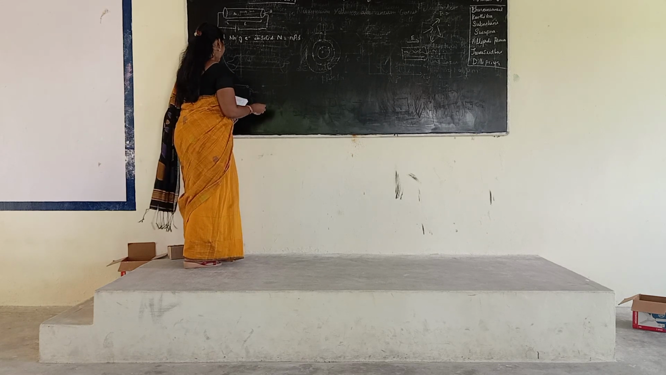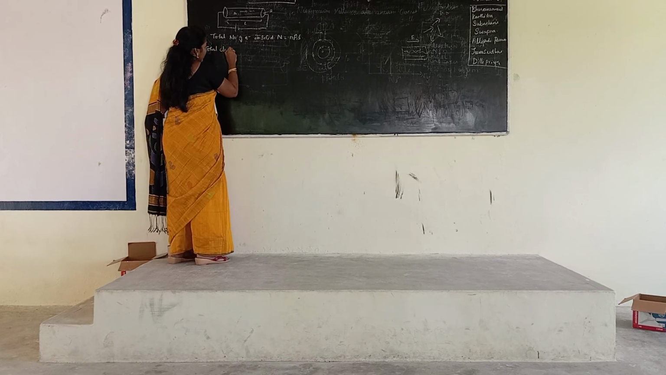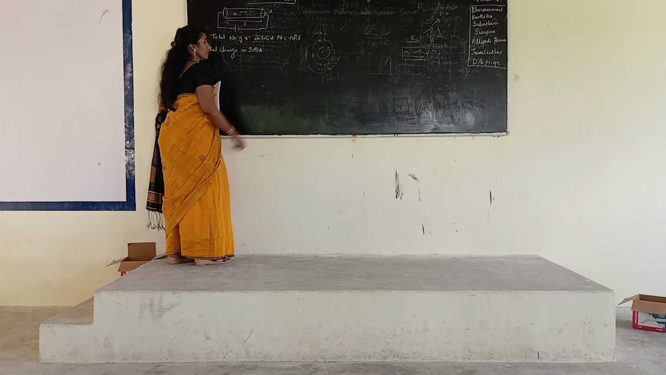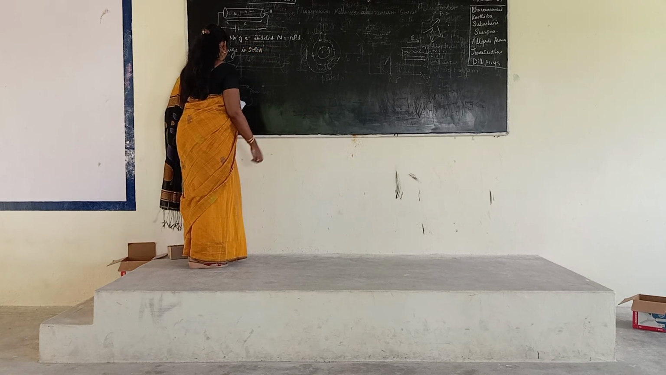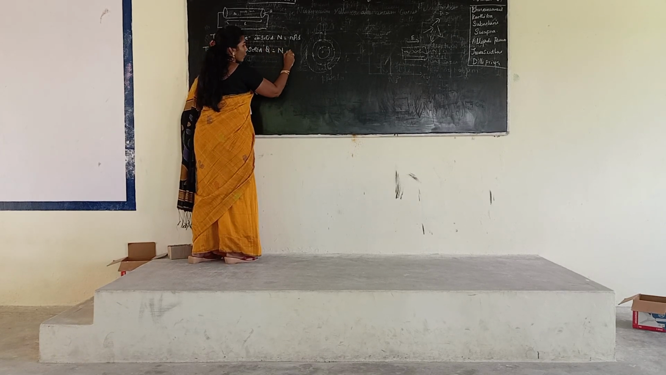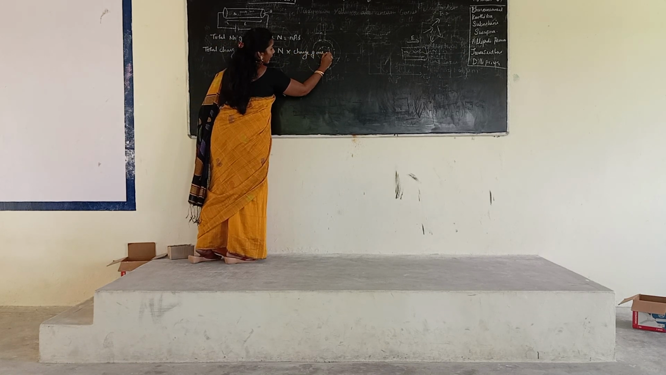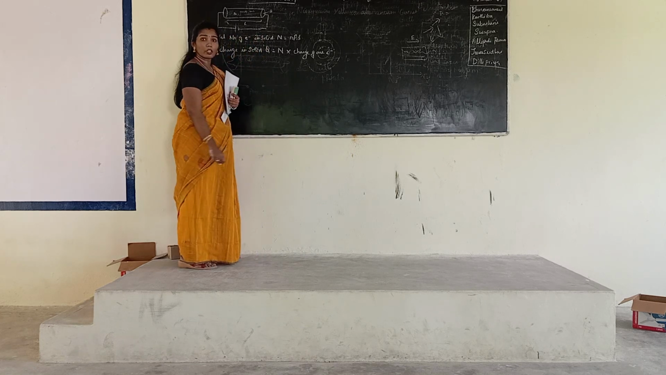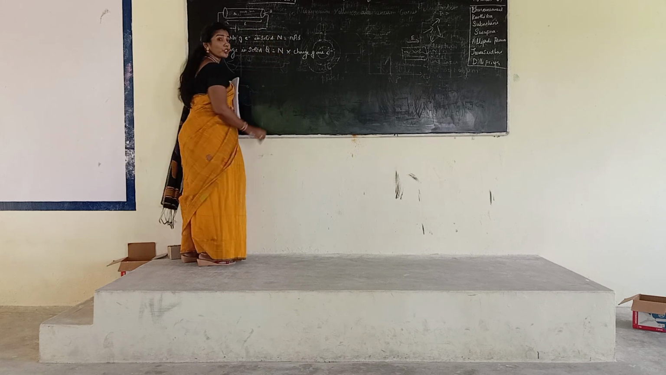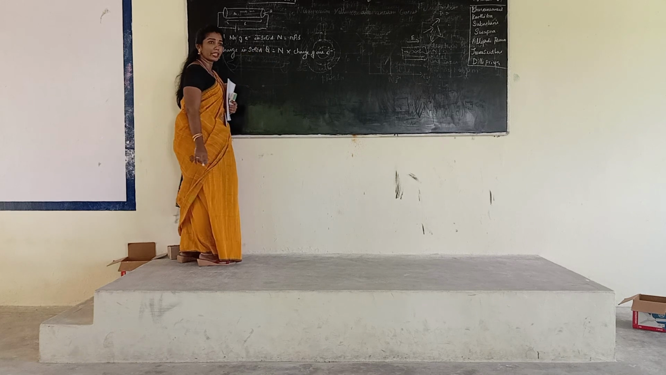Now we will write the total charge in the solid material. So what will we write here? Total charge in the solid material, Q, is equal to the number of electrons into the charge of one electron. That is, the total number of electrons in our considered solid material into the charge of one electron. So this is the total charge present in the solid material.